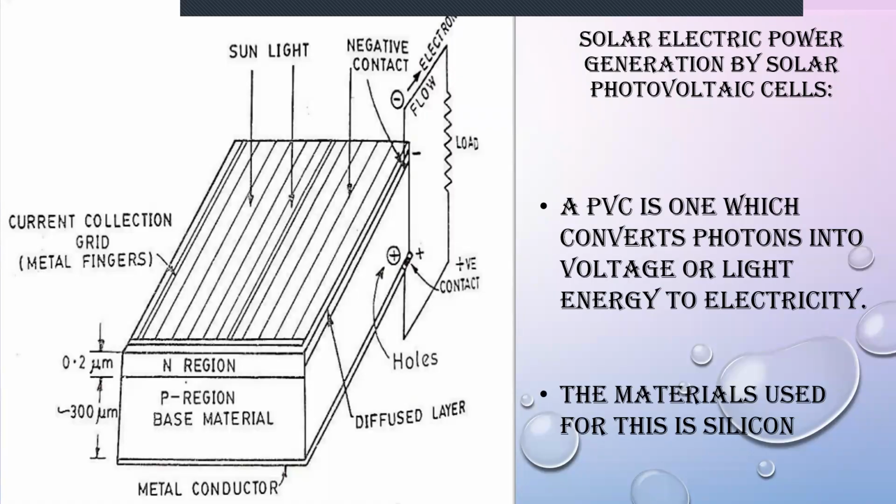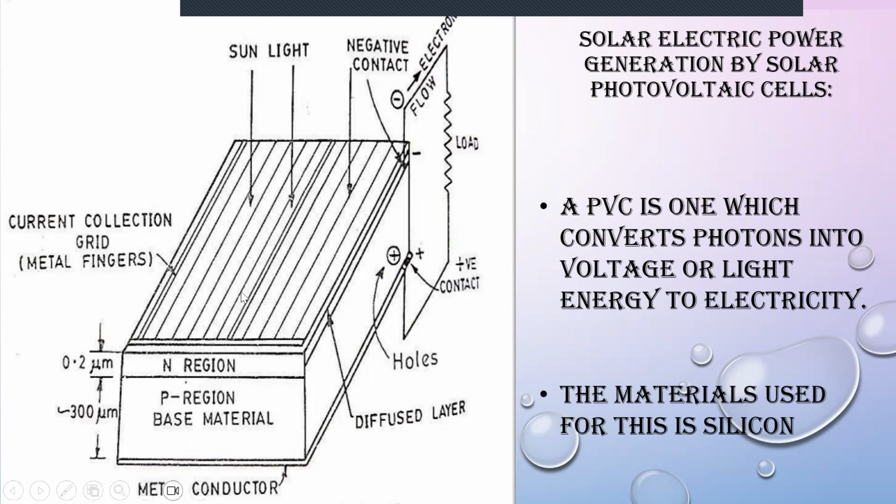So we all know about the photovoltaic cell. Now in this video we'll be seeing about solar electric power generation by PV cells. Here you can see the P region and N region, which have holes and electrons, and there is a grid formation where the sunlight is focused, which is going to absorb the complete solar radiation through the grids. Now this PV cell, that is photovoltaic cell, we know converts photons of light energy into voltage, or electricity.